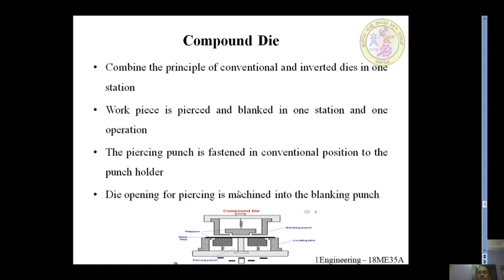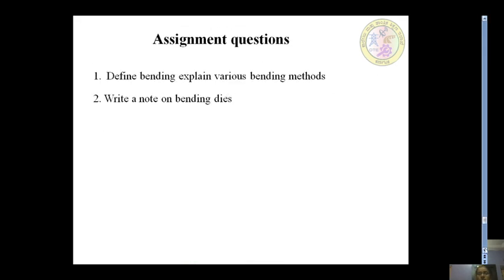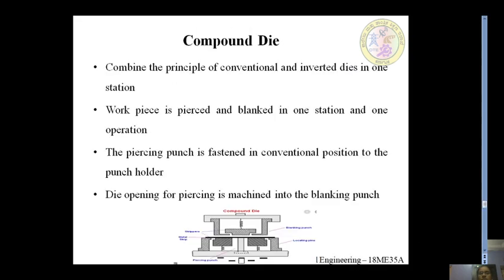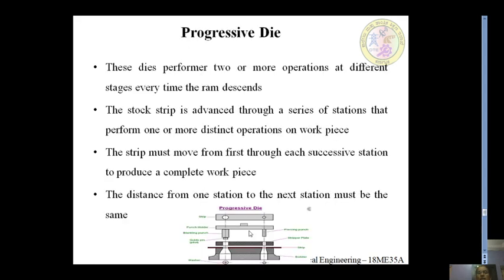The piercing punch is fastened in conventional position to the punch holder. So you can see over here, this is the blanking punch and the metal strip is there. So locating pins, piercing punch is also there. You can see, one direction blanking and another is piercing. So simultaneously, at a time, they are doing.